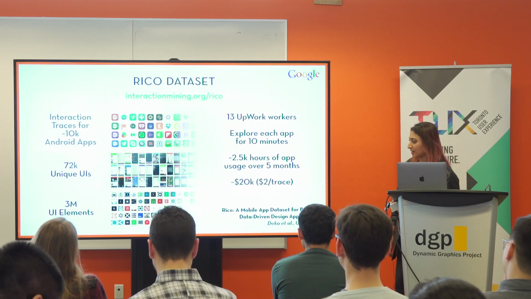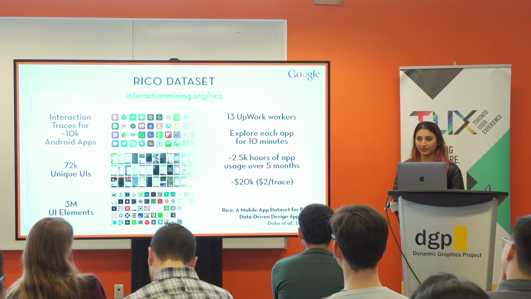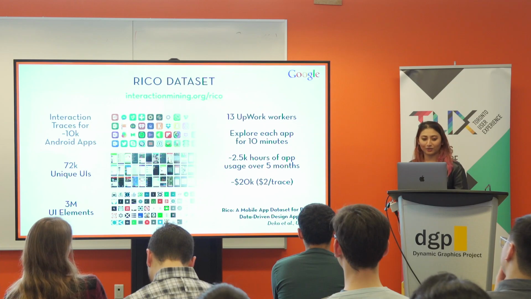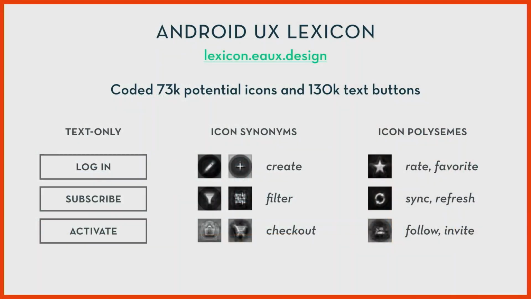It costs a bit of money. It's about $2 per trace, but luckily this project is funded by Google, so we were able to collect this data. What we did after collecting that data is we chose to start focusing on element level semantics, and I'll explain why in a bit.